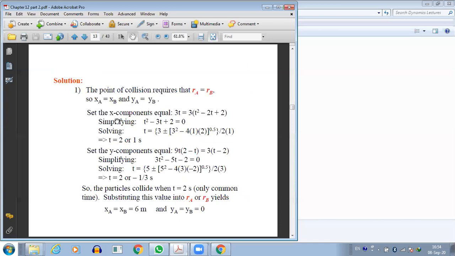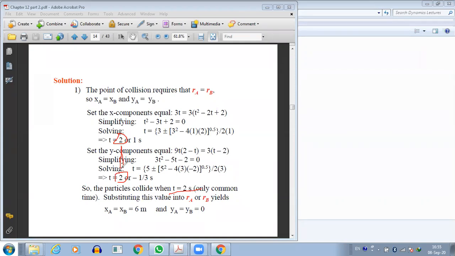When you equate the X components, or the I components, you get an equation in quadratic form, where you have two values of time, 2 and 1 second. Then you equate the Y components of RA and RB, and you again get a quadratic equation, and again two values of time. One of the two values is common, so that's the actual time. So the time of collision will be 2 seconds, because this is common in the solution.